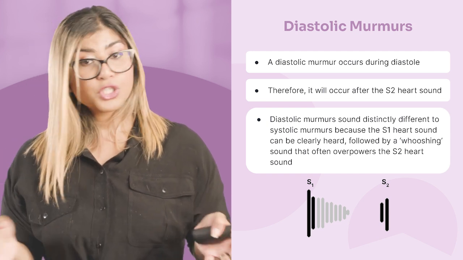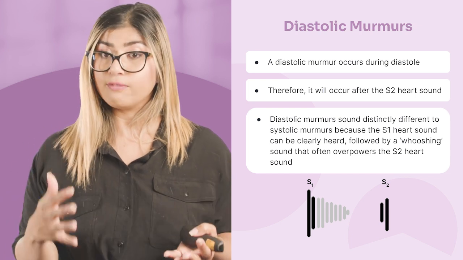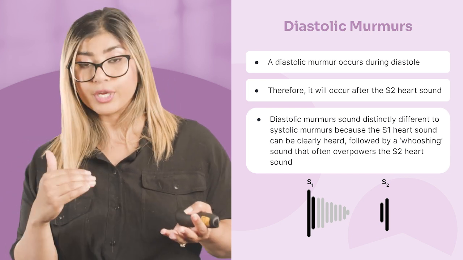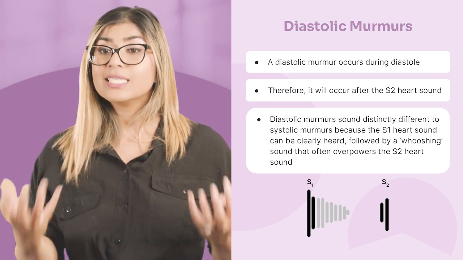Regurgitation of these valves during diastole doesn't matter because the function of the valve is to allow blood to move forward rather than stopping backflow, which is very different to its systolic function.